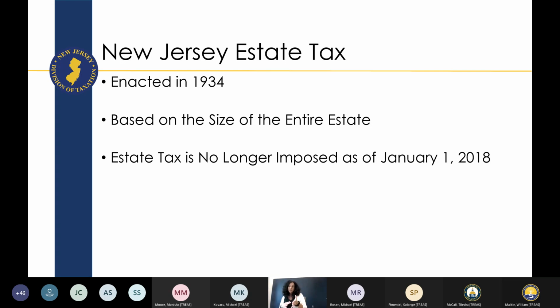Just so that you know, you were never double taxed. We would only take the larger of the two. It was taxed until 2017, if the estate was greater than $675,000. It then went up to $2 million, and then it was sunsetted as of 2018. It is still on the books, but as of right now, there are no plans to bring it back.